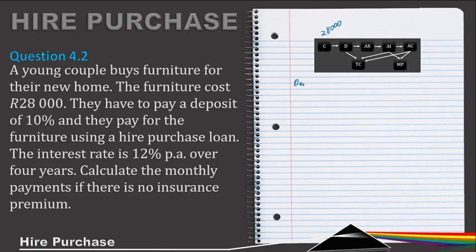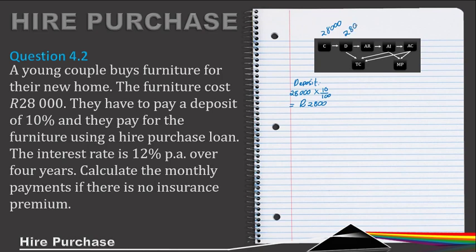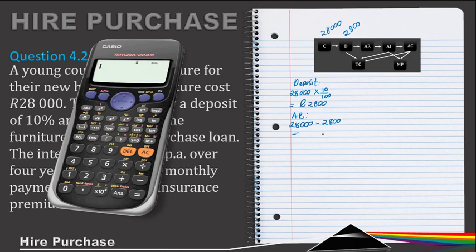Now the deposit is going to be the 28,000, and then the percentage, there's a deposit of 10%, so we're going to times it by 10 over 100. And that leaves us with 2,800. Okay, now we have to find the amount remaining. So if you already paid 2,800, the amount remaining is then going to be the original cost minus what you already paid for, 2,800, and type that into the calculator. That leaves us with 25,200.